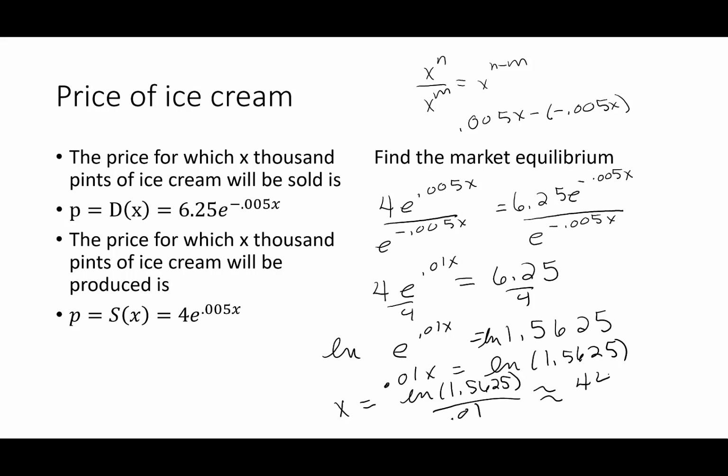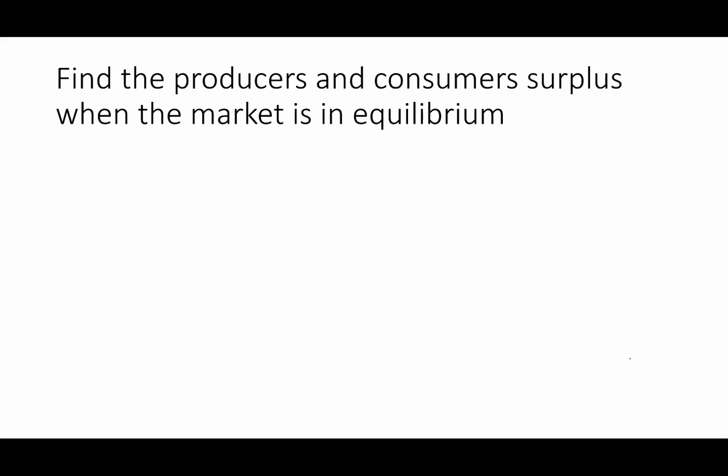So this gives me about 44.6. Remember, this is in thousands, and so it would be okay to have a decimal when you have something that isn't in an integer unit to begin with. So given in thousands or in millions, it would be completely okay to have a decimal. So let's find the producer and consumer surplus when the market is in equilibrium.